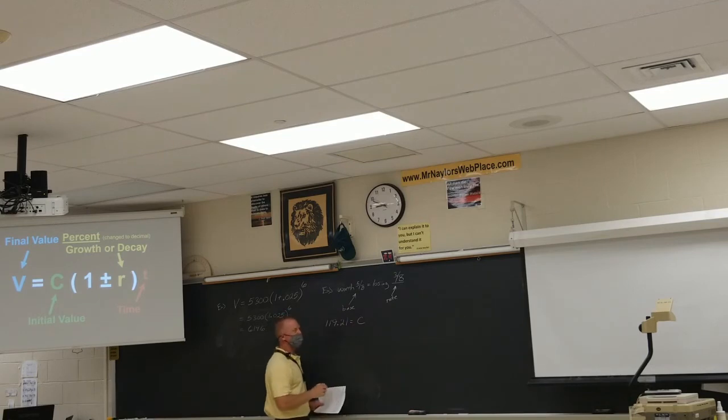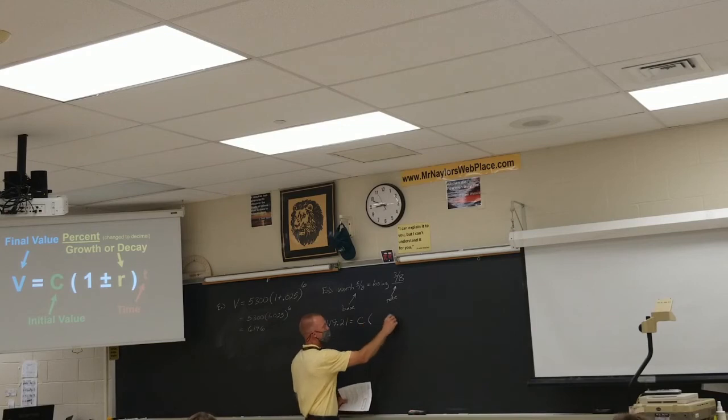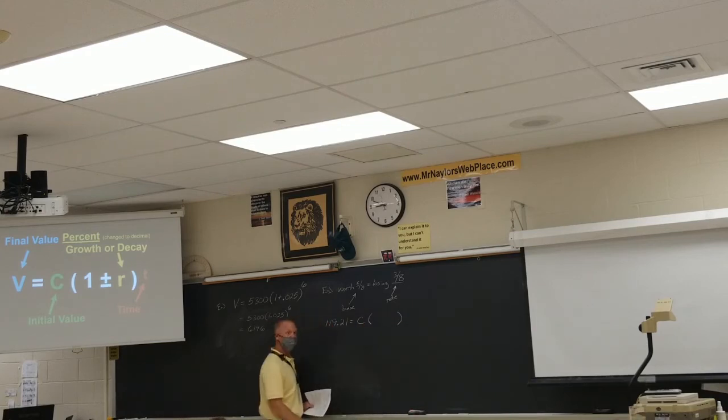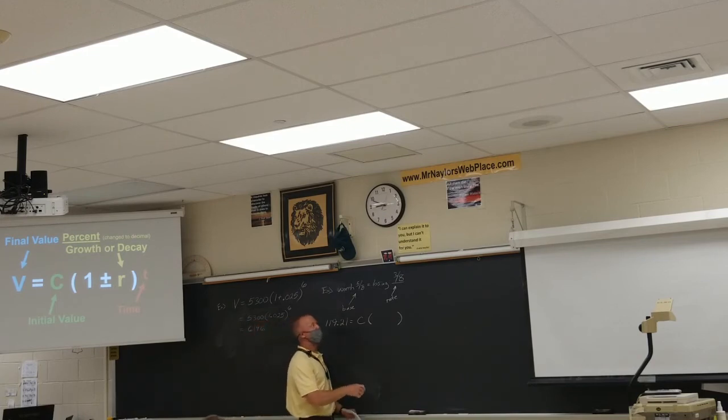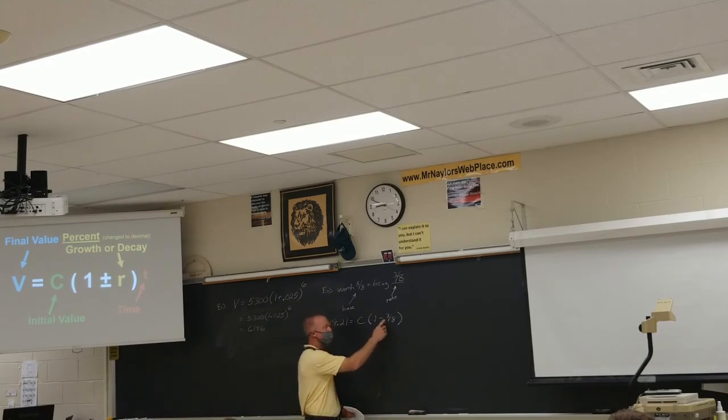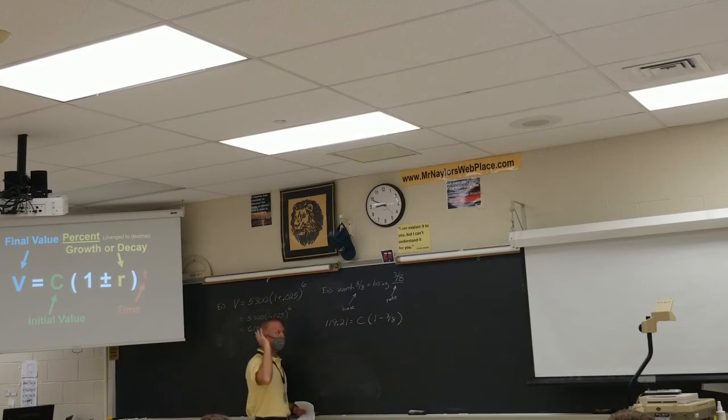By the way, that is something to process. 119 is the final value. We don't know the initial value. We don't know what C is. But what I really want you to understand is that in the parentheses, we either can do 1 minus 3/8, because, as you already told me, we're losing, and you already told me the rate is 3/8, so we're simply plugging into the formula like it kind of says.